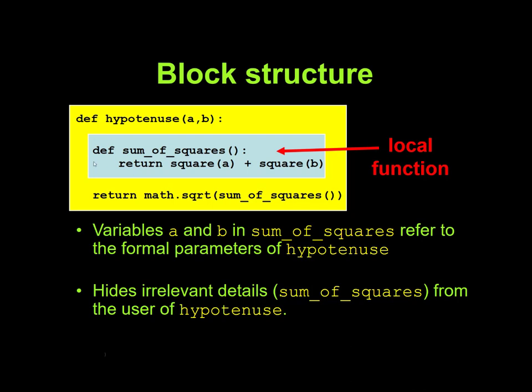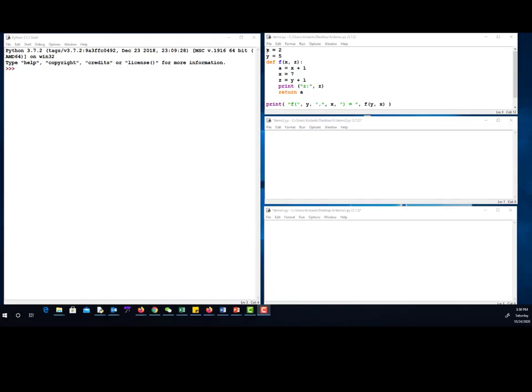In this particular routine, the sum of square is a local function, and this is hidden from any users of this function hypotenuse. Let's take a look at an example. We have x equal to 2, y equal to 5, and define a function f taking in formal parameters x and z.